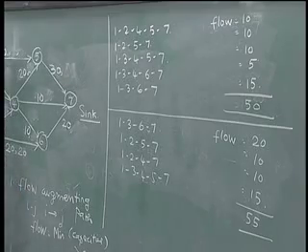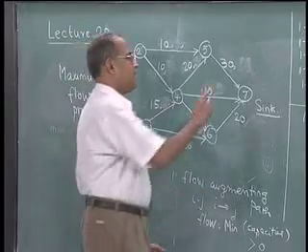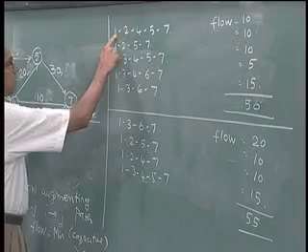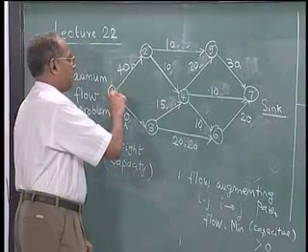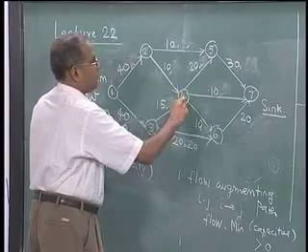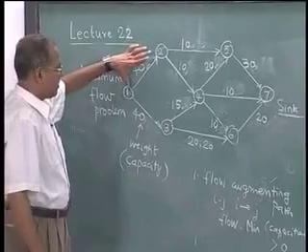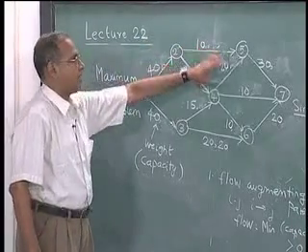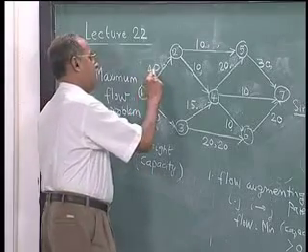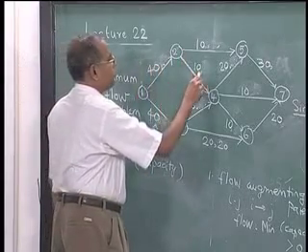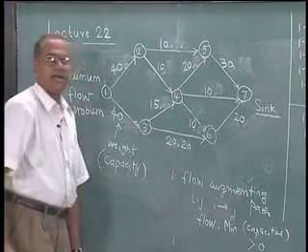We also defined what is meant by a flow augmenting path. In fact, if we had considered the path 1 to 2, 2 to 4, 4 to 5, 5 to 7, we realize that each of these arcs has some spare capacity. 1 to 2 has a capacity of 40, 2 to 4 has 10, 4 to 5 has 20 and 5 to 7 has 30.